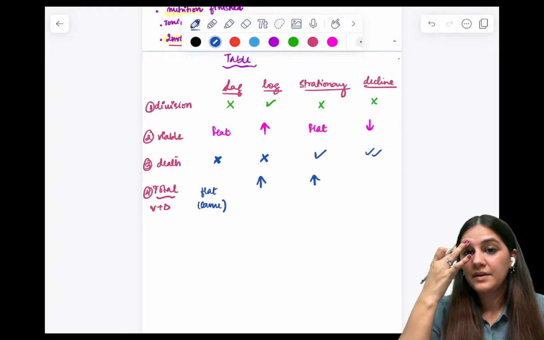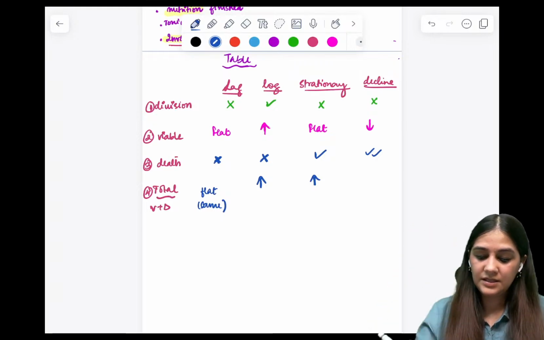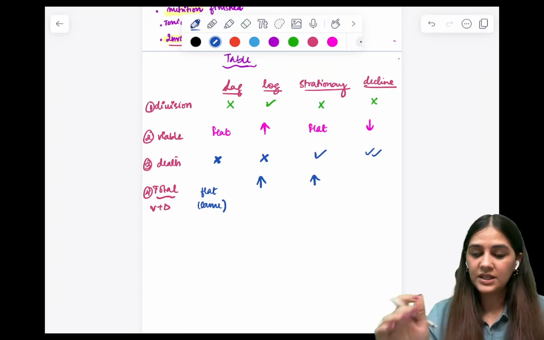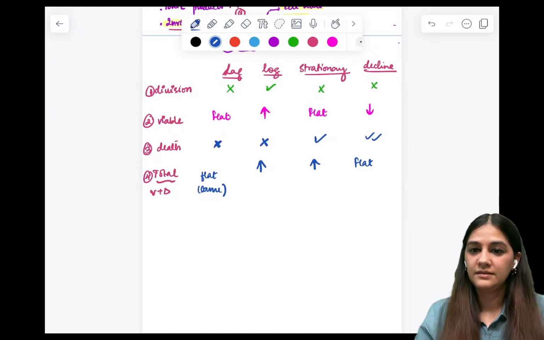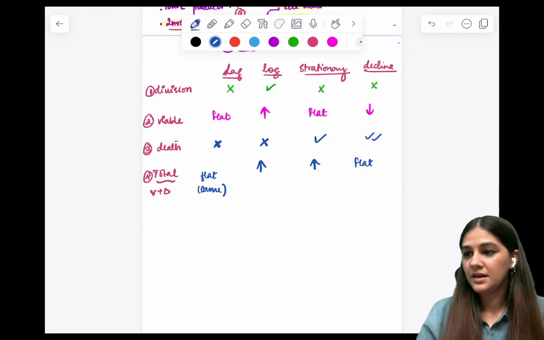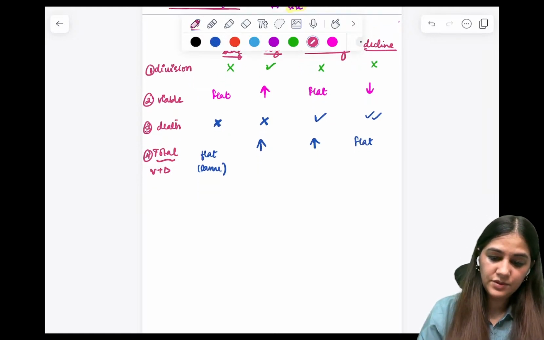And what is going to happen in the decline phase? The viable is decreasing, but your death is increasing. So what is it going to do? It's going to cancel each other out, and here also your total count is going to become flat, right? Understood up till now? Great. So these were the four phases.